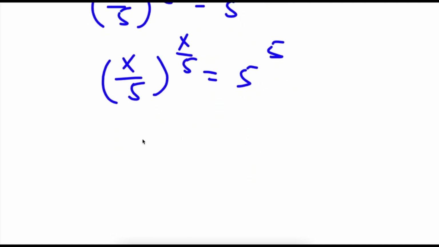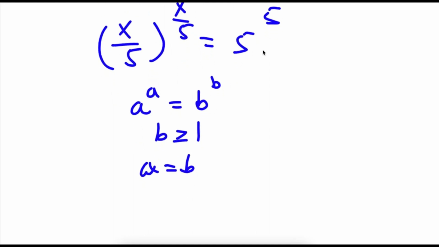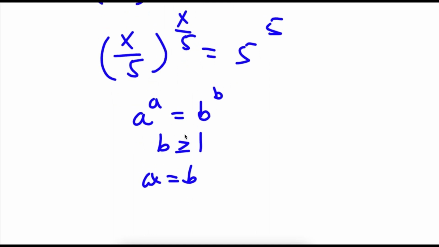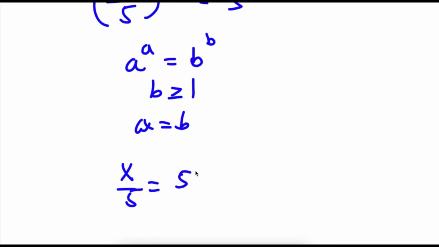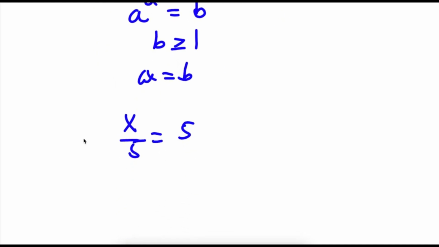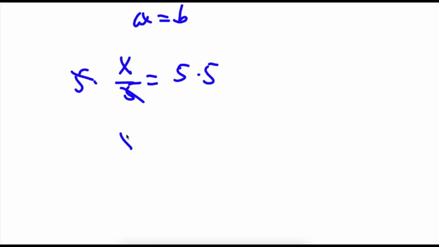Now, if I have something in the form a to the power of a is equal to b to the power of b, and b is greater than or equal to 1, then this means that a is equal to b. And in this case, b is equal to 5, which is greater than or equal to 1, meaning x over 5 is equal to 5. Now, if I multiply both sides by 5, these two cancel out. X is equal to 5 times 5, which is 25.